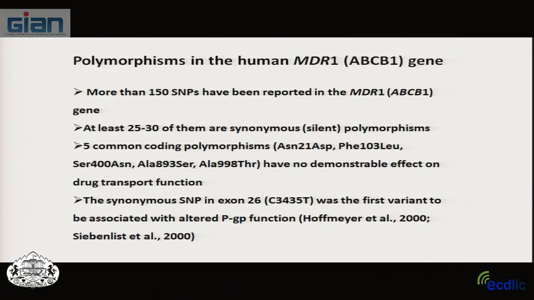So far, in MDR1, the gene also called ABCB1 which encodes P-glycoprotein, 150 SNPs have been reported. And out of those, 25 to 30 of them are synonymous or silent mutations. Five common coding polymorphisms, which are listed here, have no demonstrable effect on drug transport function. So although you have these changes, the synonymous SNP in exon 26, one of the most commonly studied SNPs, was the first variant to be associated with altered PGP function. It was found that patients having this SNP had a lower expression in the intestine, and that's how the linkage was made to this SNP.